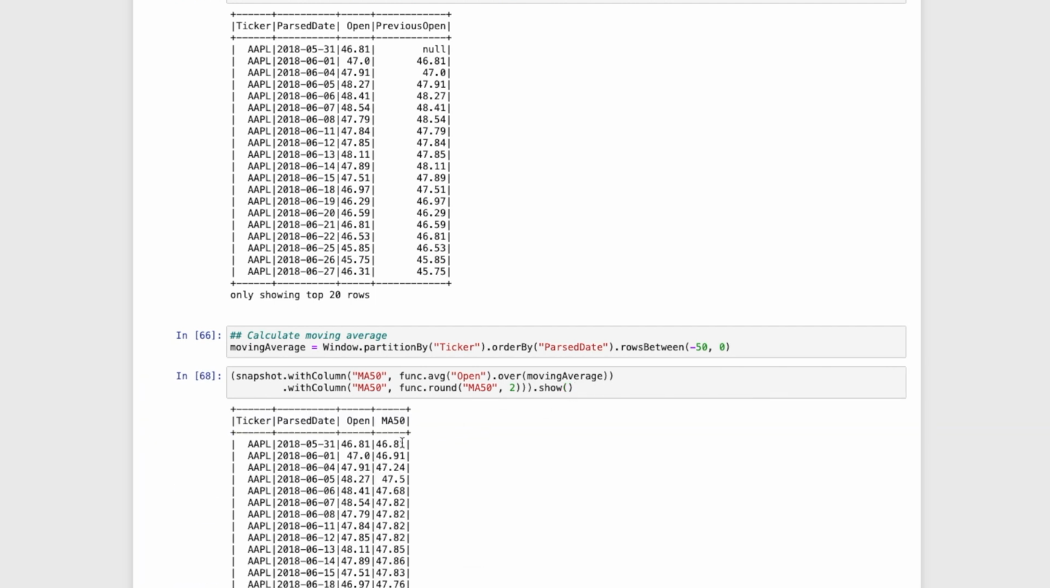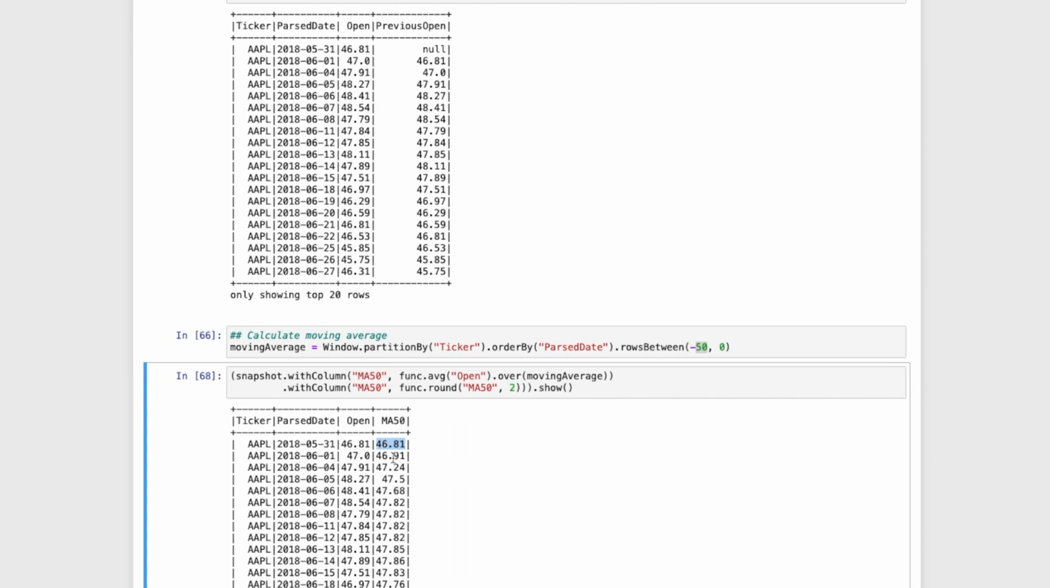So let's go ahead and see what we get. Now it's a nice little rounded number that you see over here. It's well and good. And like I said, you see over here it only has one observation, so it only takes that one observation into consideration when calculating the moving average. It's not like it has to have 50 observations in order to calculate the moving average. So this is one of the drawbacks of using the rowsBetween function.